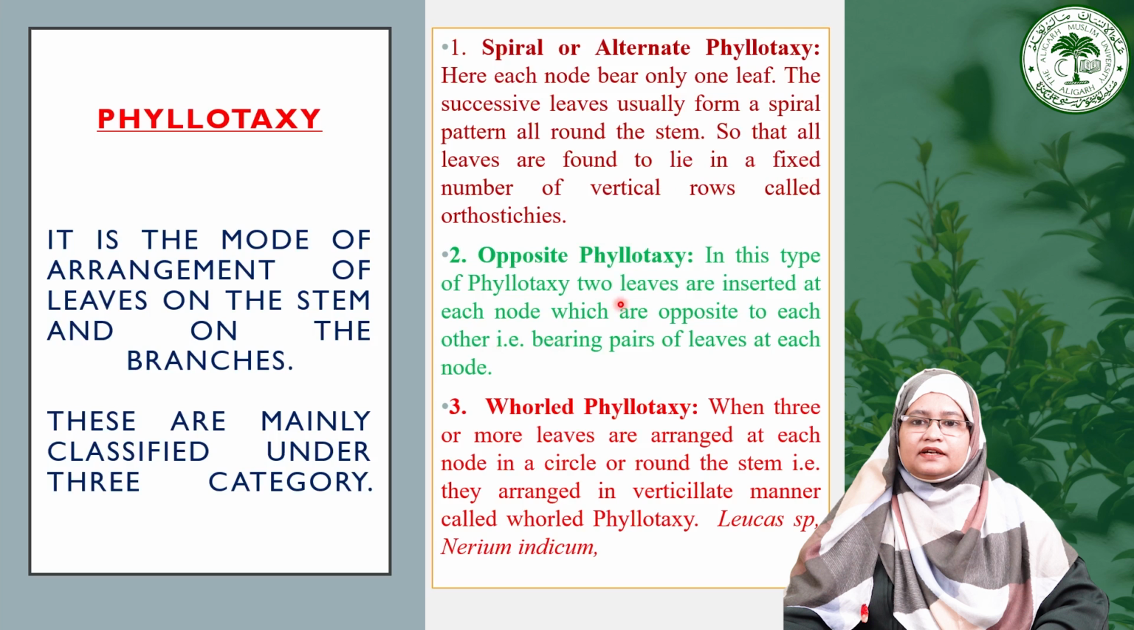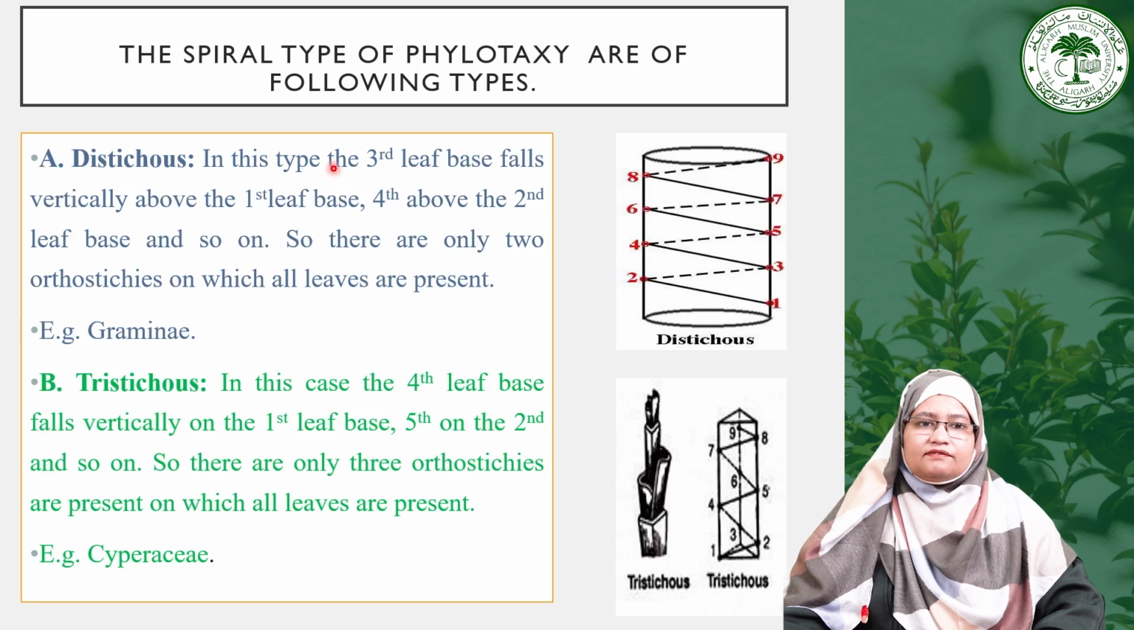In opposite phyllotaxy, two leaves are inserted at each node, opposite to each other. And in a whorl, three or more leaves are arranged at each node in a circle around the stem, that is called a whorl, as in the case of Leucas or Nerium. So in the first one, that is the spiral or alternate phyllotaxy, the first type is distichous. In this type the third leaf arises just above the first leaf, and the fourth leaf just above the second leaf, and so on.